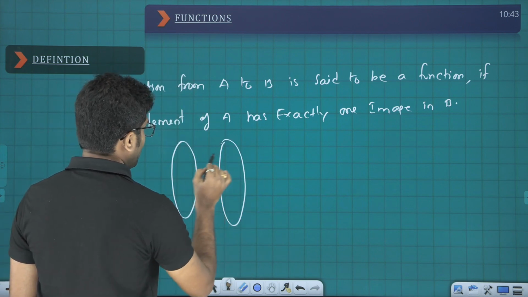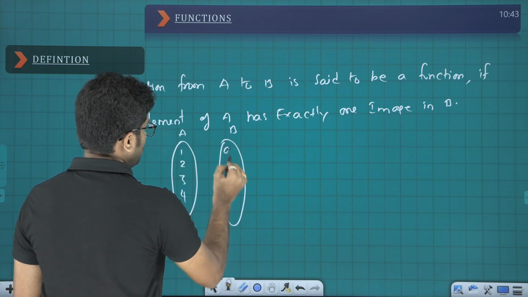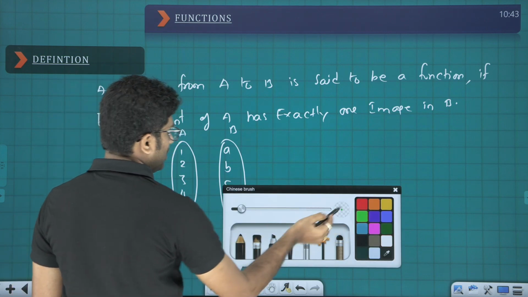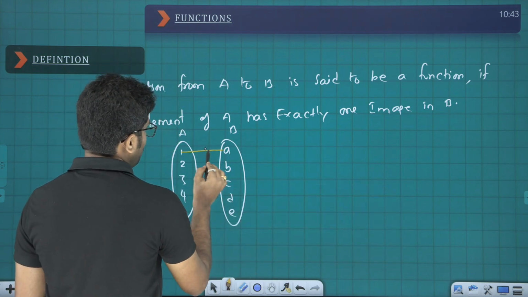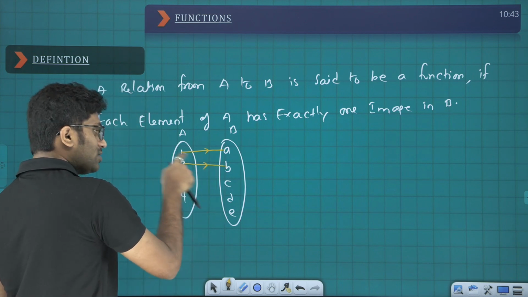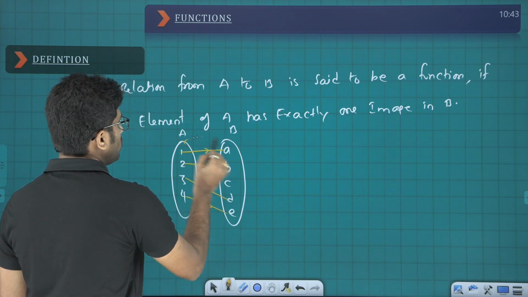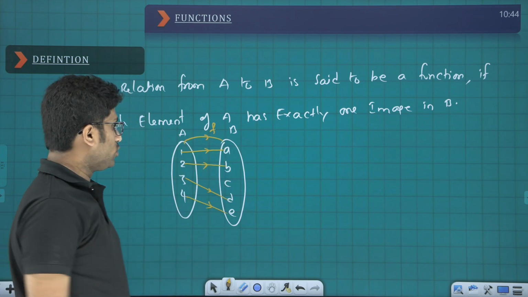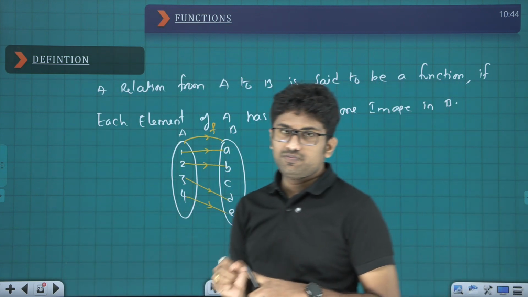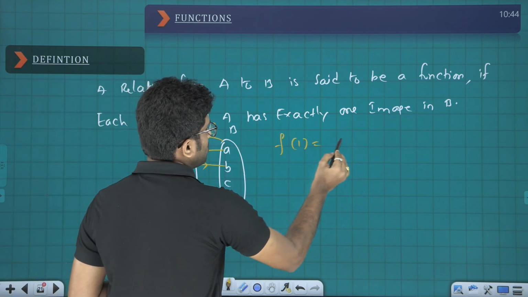Let's use a Venn diagram, an arrow diagram. Each element of A has exactly one image means, friends, suppose 1 maps with A, 2 is mapping with B. Now this 2, except B, should not map with any other. 3 with D. This is a function from A to B. F maps from A to B is a function only when each element of A has exactly one image in B. Now see this friends, if F is a function from A to B, we write F of 1 is equal to A.